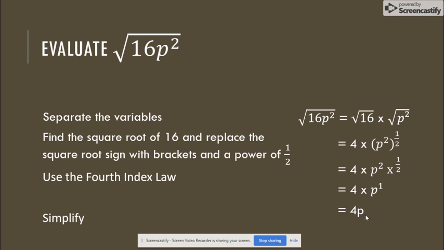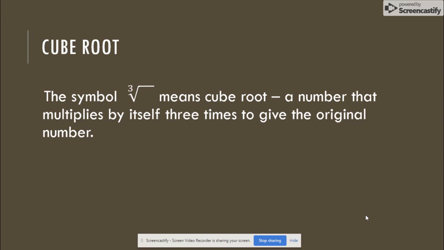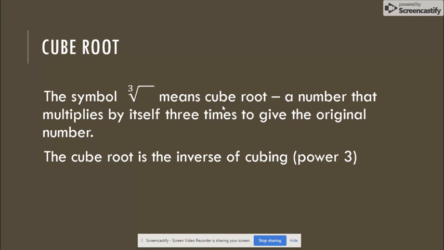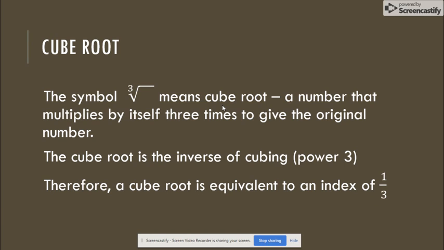Now I want to show you another one, the cube root. The symbol, a square root with a 3 on it, means a cube root. It's a number that multiplies by itself 3 times to give the original number, so it would be 4 times 4 times 4 to give you a number. The cube root is the inverse of the power of 3. Therefore, a cube root is equivalent to the index of 1/3. It's the same thing, but now we've got the power of 1/3. So the cube root of a is equal to a to the power of a third. Remember, this is up at the top, it's not next to it.